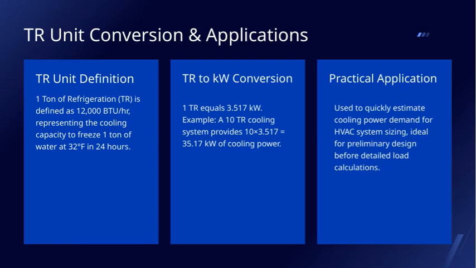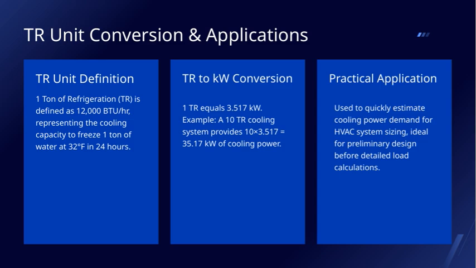In this slide, we're looking at a practical way to estimate the cooling power demand for HVAC systems, especially during the initial design phase. This method is very useful for getting a quick estimate before diving into detailed load calculations. The key here is the concept of tons of refrigeration, or TR, which is a common unit used in the industry. 1 TR equals 3.517 kilowatts.